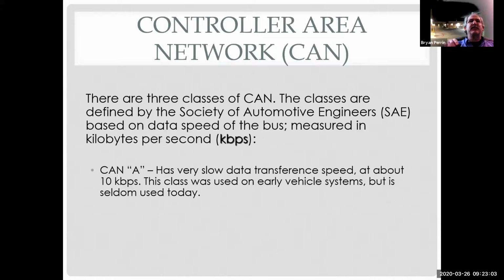There are 3 classes of CAN. There's actually 4 now, as defined by the Society of Automotive Engineers, based on the data speed of the bus, measured in kilobits per second. CAN A, which is still used by GM for their non-drivetrain systems, and we actually have a trainer at the college that has that on it, is a very slow data transfer speed, about 10 kilobits or 10K.